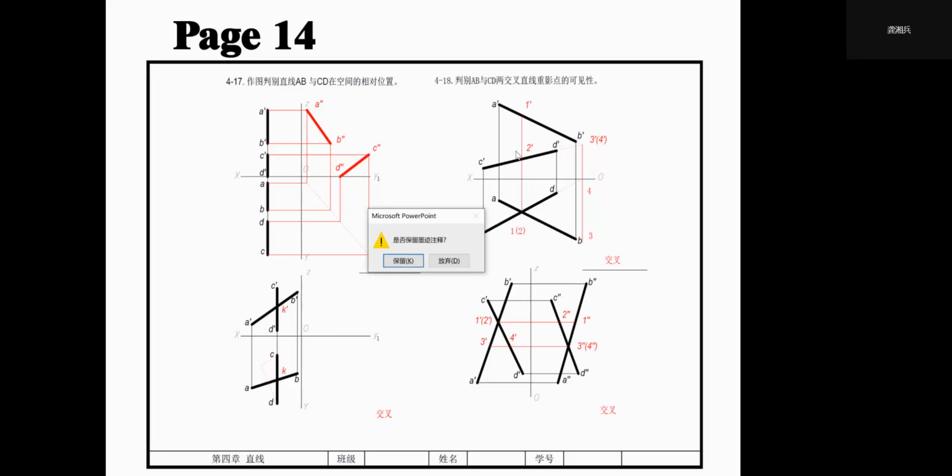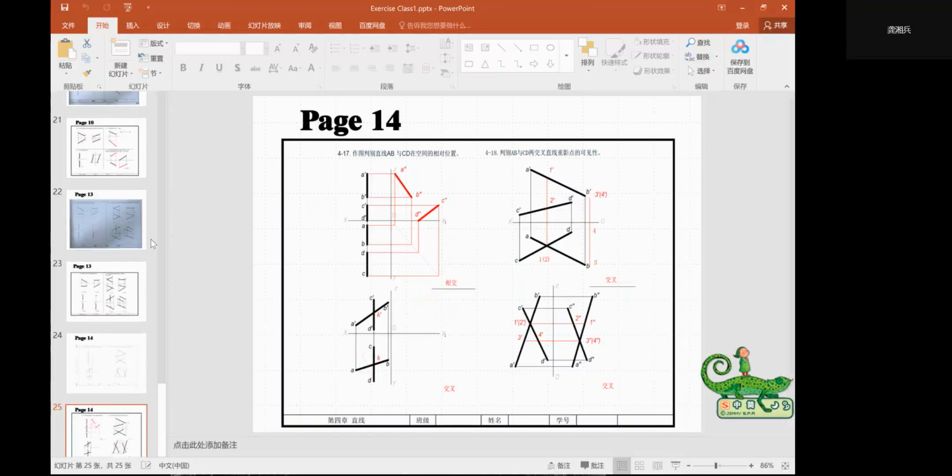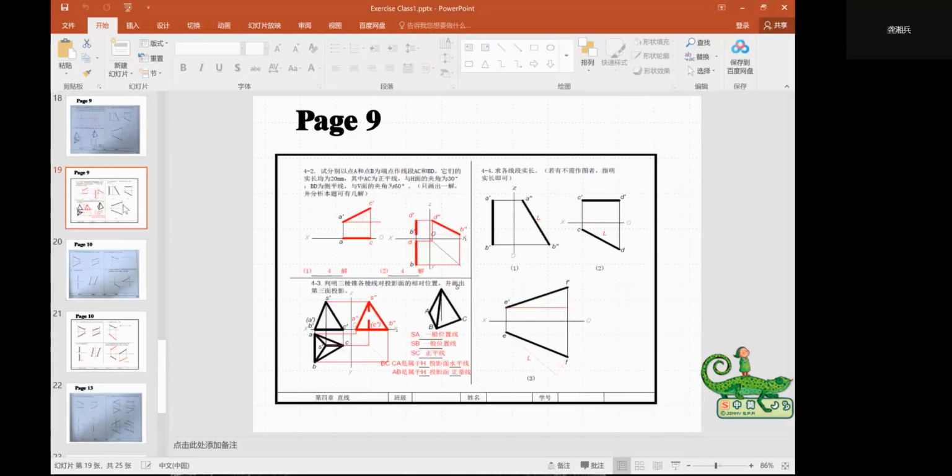So we leave another 2 pages for you guys to understand the true length and the true angle, and also the position of the line. This one is just like a pyramid, just like the Egypt pyramid. We call it a pyramid. So this is a pyramid. Please tell me the line. Is this an opening line, a front line, or which one does it belong to?